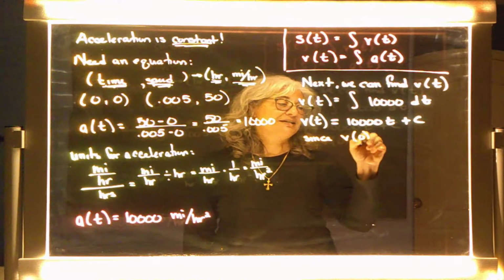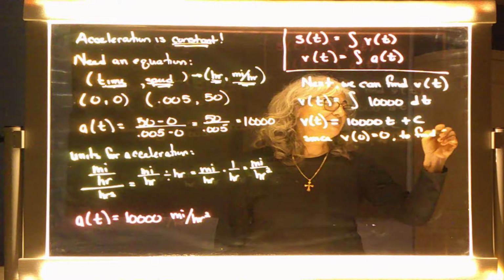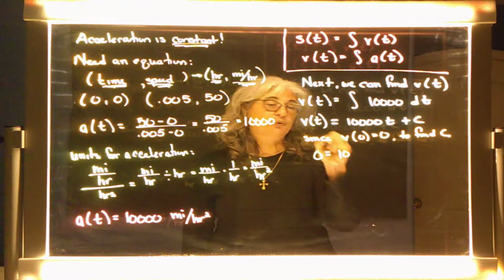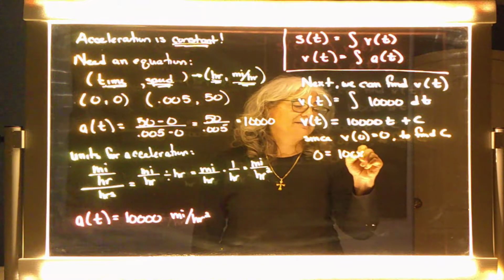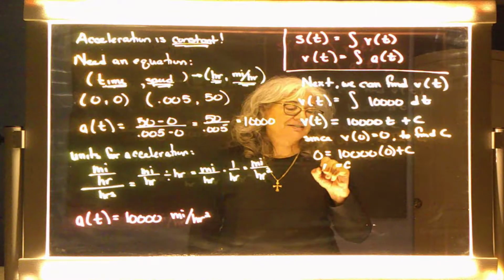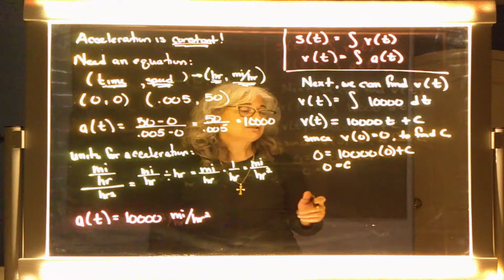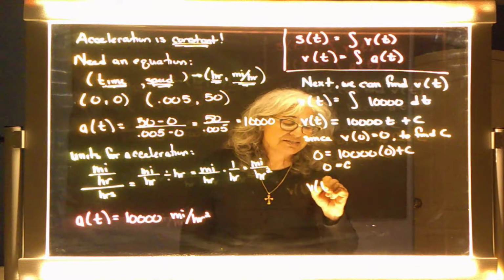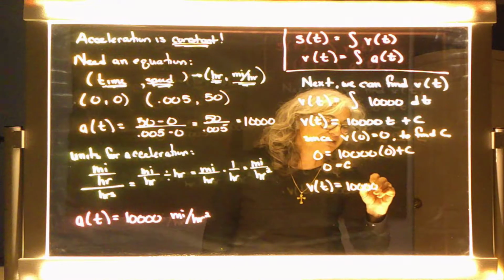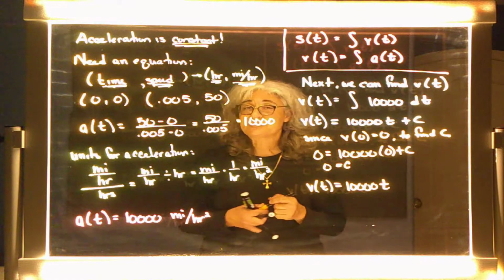Since the velocity at time 0 is 0, to find c, we simply get to plug in that 0 for the v of t and for the time itself, and that tells me my constant is 0. So yay! Hopefully that was not too big of a shock, which means my velocity formula in this case is just simply 10,000 t.